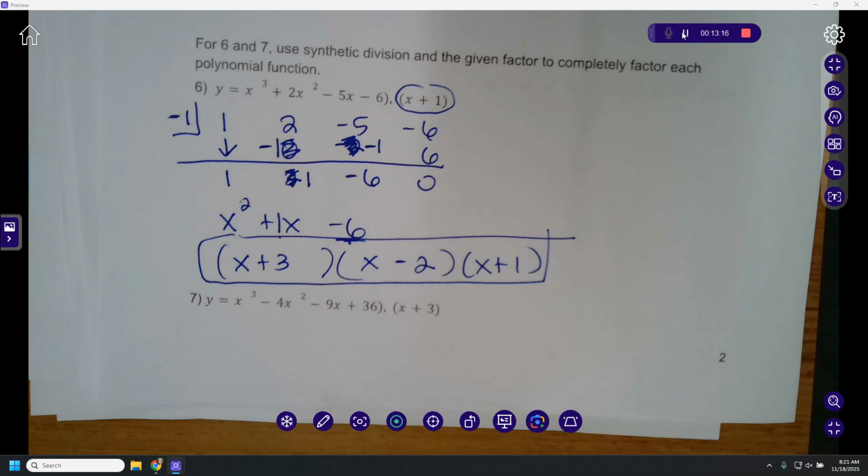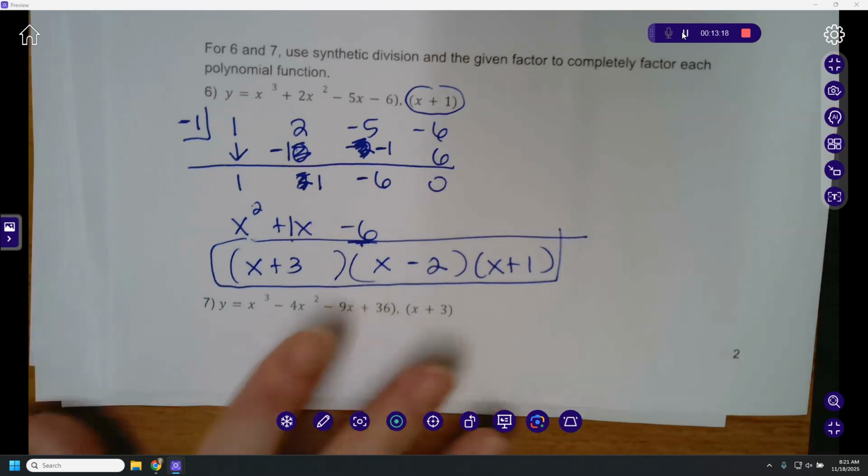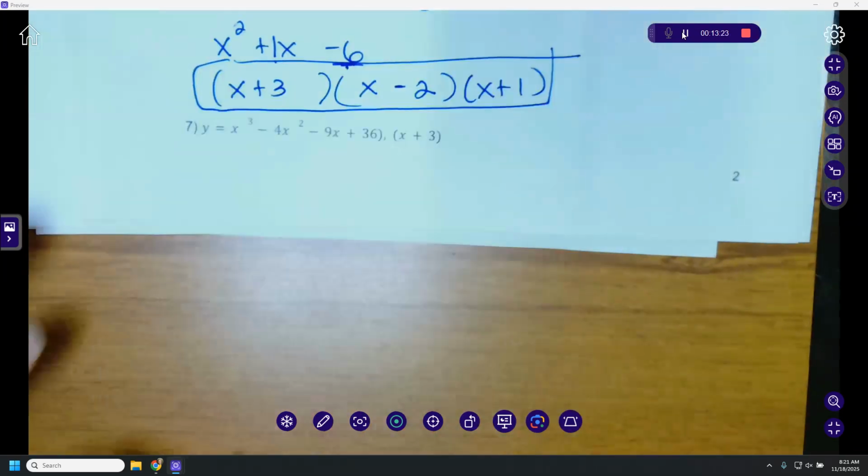All right, see if you can try question 7. And this is a skill we'll work on probably for a couple more weeks.